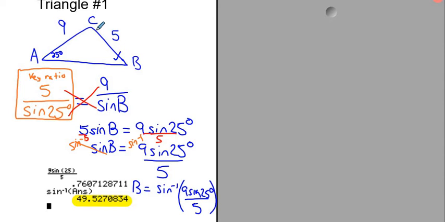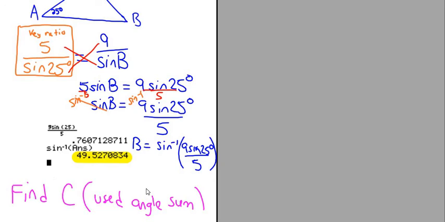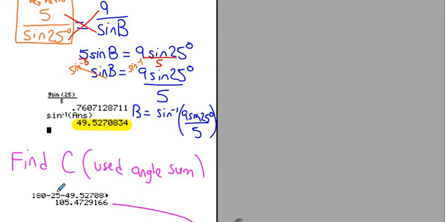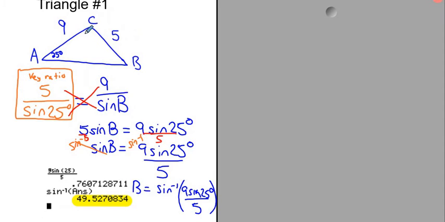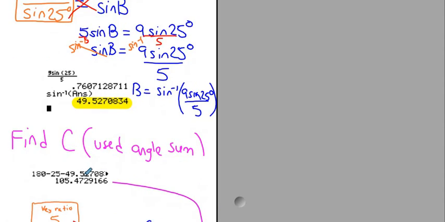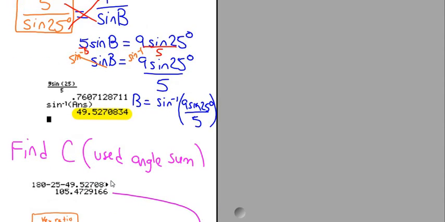Once I have B, to find C, I'm going to use angle sum. So to find C, I use angle sum. I take 180 degrees, subtract the given 25, subtract the just found 49.57527, giving me this 105.7473, which is clearly obtuse, which makes sense. Make sure that's an obtuse angle, so that's an obtuse value. Make sure what you're doing makes sense as you're going along, so you don't get overwhelmed.